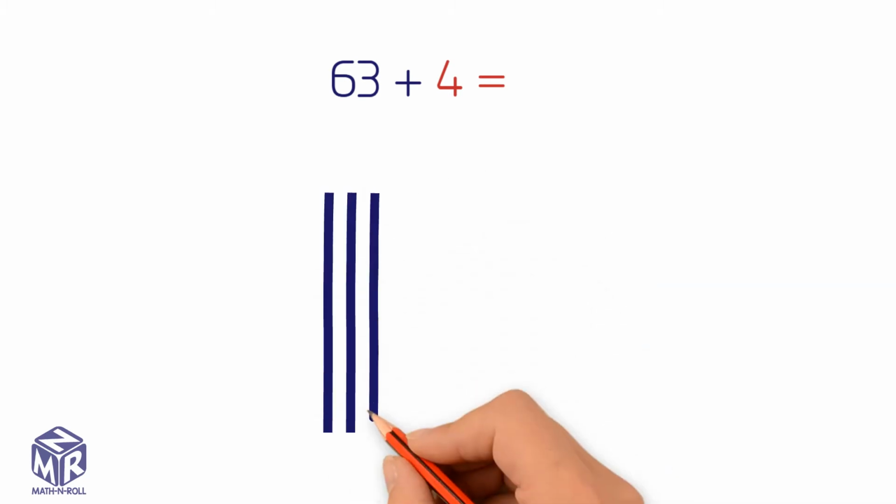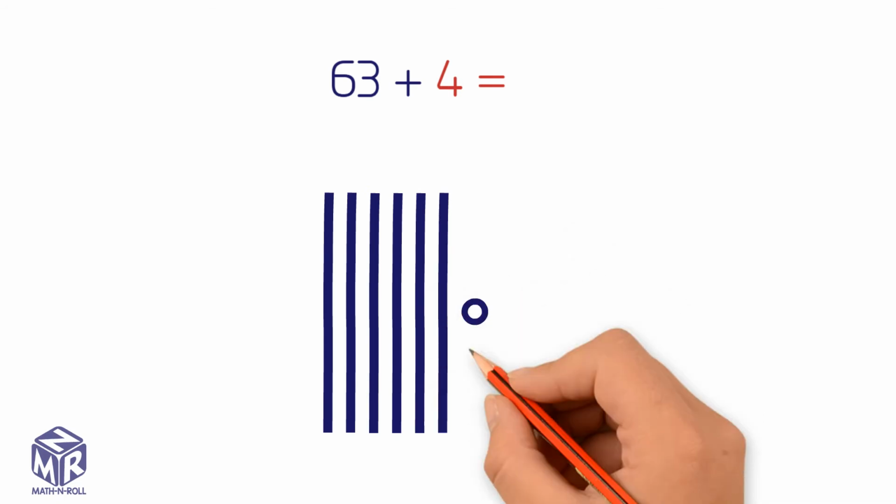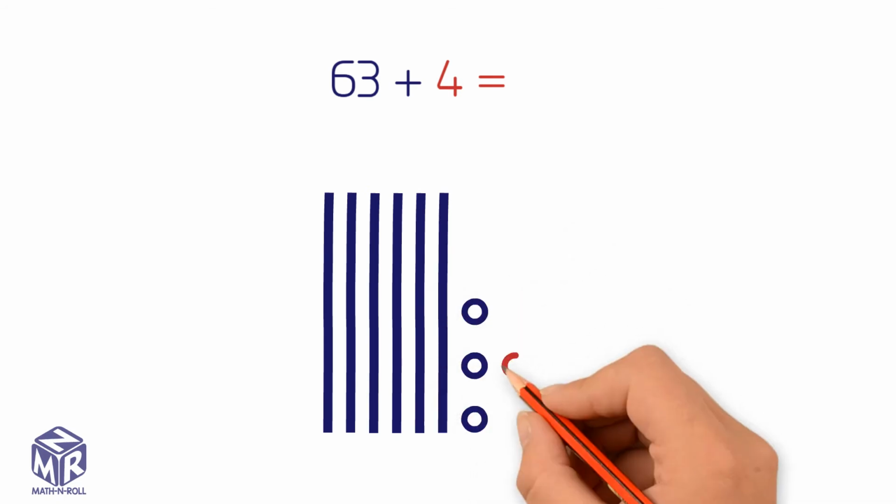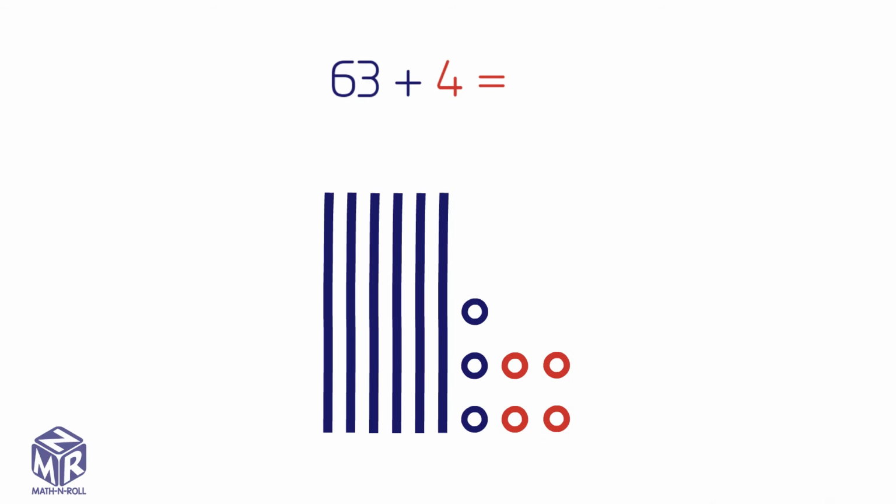Let's try another example. 63 plus 4. 63 has 6 10s and 3 ones. 4 has 4 ones. Add the ones to a two-digit number. We get 6 10s and 7 ones. So 63 plus 4 equals 67.